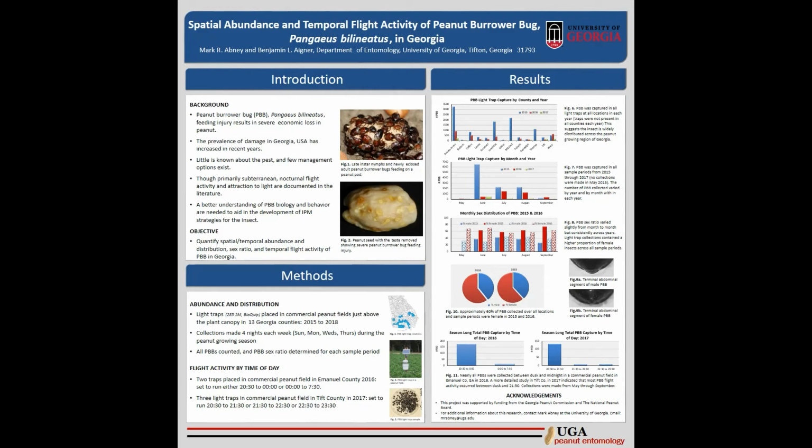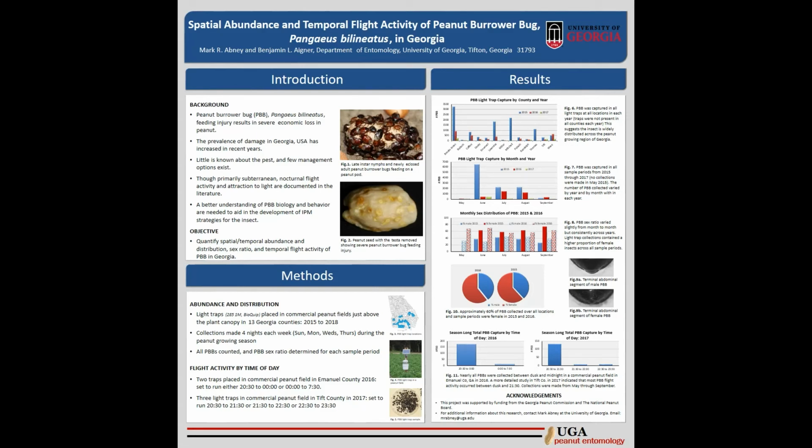So the following year, we put 3 traps in a field in Tifton County right beside my house. The first was set to come on at 8:30 and go off at 9:30. The second one would come on at 9:30 and go off at 10:30. The third one would come on at 10:30 and run till 11:30. And what we find is that almost all of the insects are collected in that early dusk, right after sunset time period from 8:30 until 9:30.